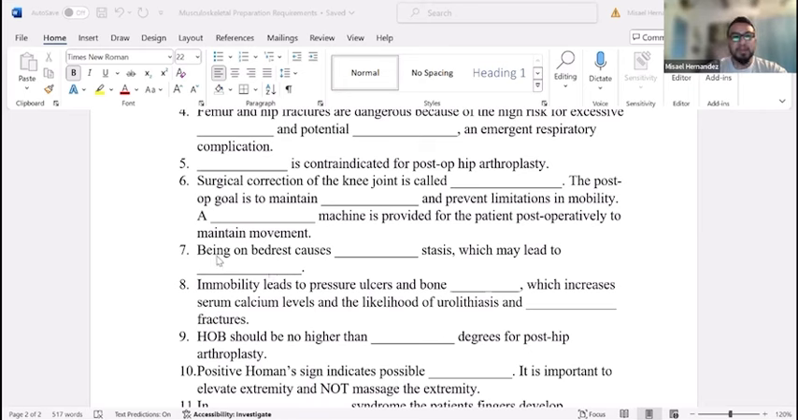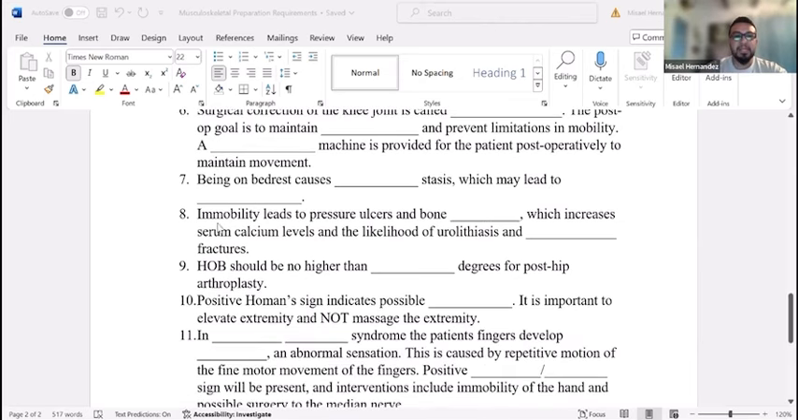Number seven, being on bed rest causes blank stasis, which may lead to blank. Number eight, immobility leads to pressure ulcers and bone blank, which increases serum calcium levels and the likelihood of urolithiasis and blank fractures. Number nine, the head of bed should be no higher than blank degrees for post-hip arthroplasty.